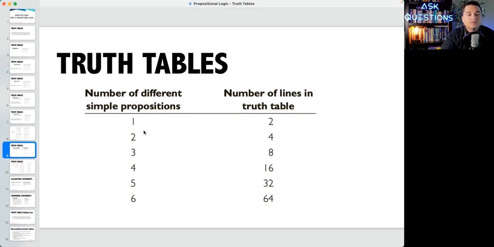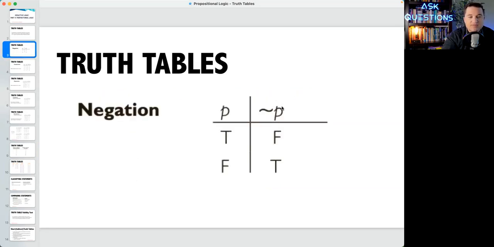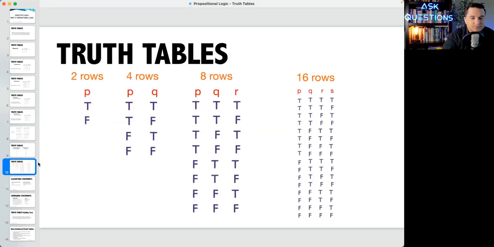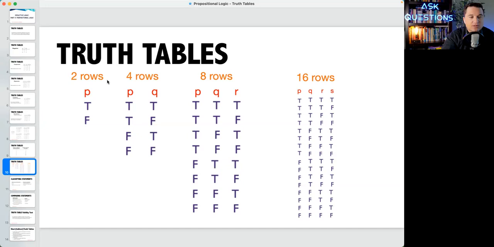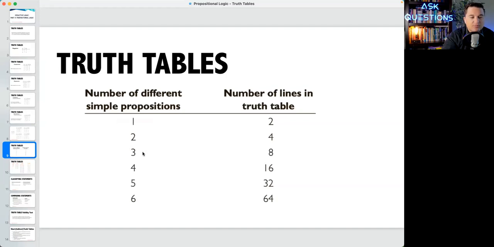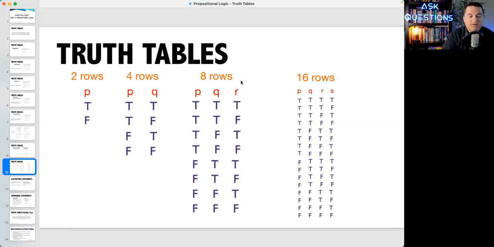Really, with each proposition that you add, the doubling is over here, right? So if you have one simple proposition, like here we have P, then you're going to have 2 lines or rows. If you have 2 simple propositions, call them P and Q, then it's going to double the rows. Instead of 2 rows, you're going to have 4. If you have 3 simple propositions, that's going to double the lines from 4 to 8. And if you have 4 simple propositions, call them P, Q, R, and S, that's going to double the rows from 8 to 16.